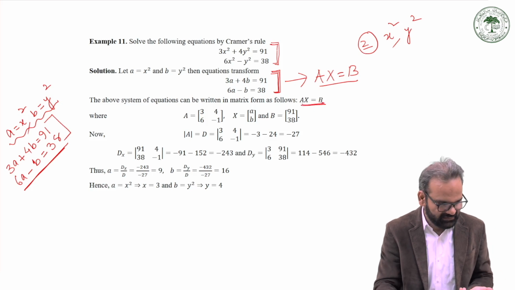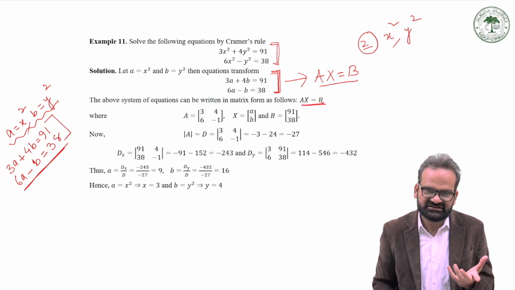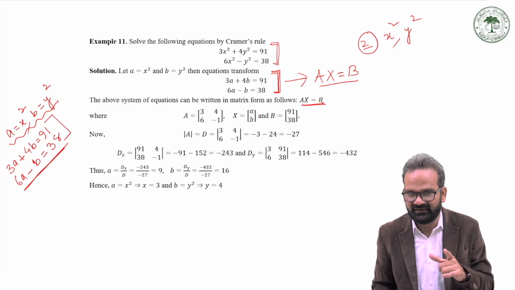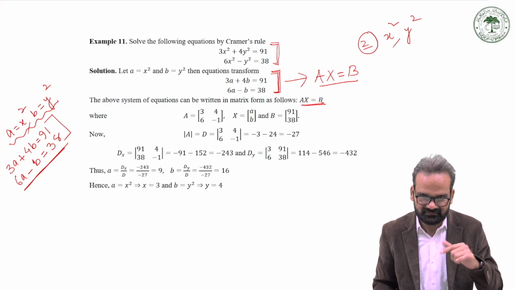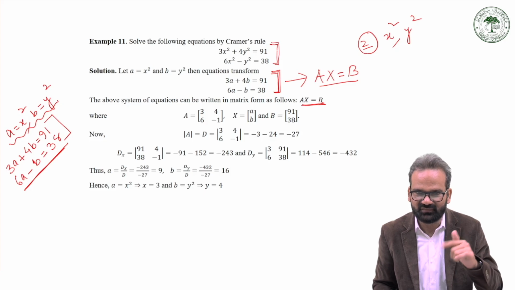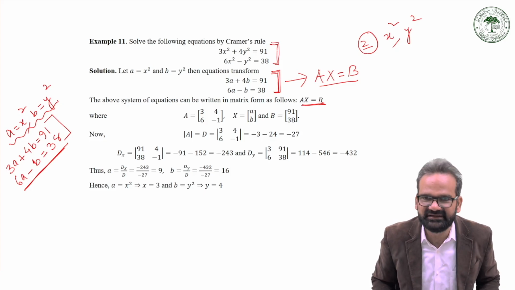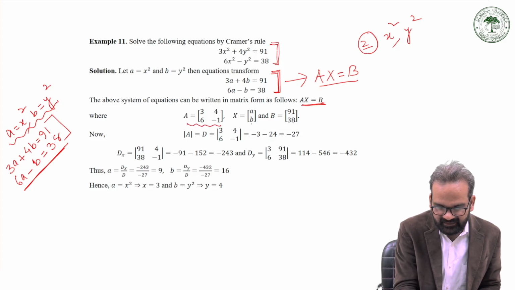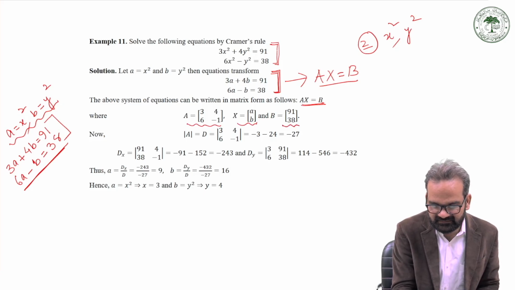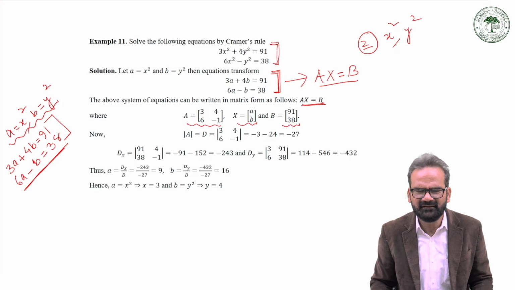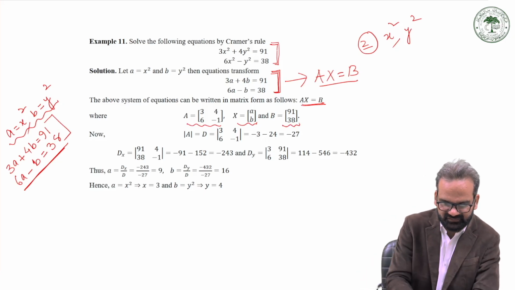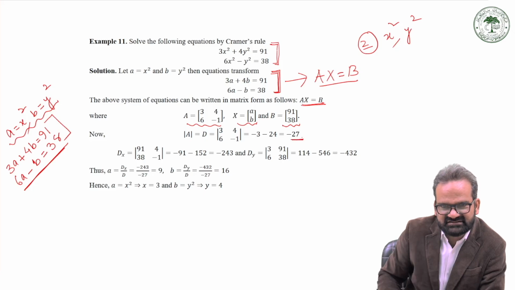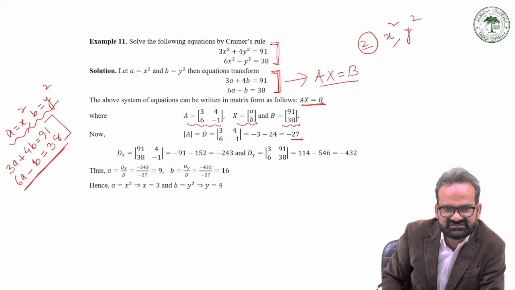As usual, A is the matrix of the coefficients of the variables a and b. Be careful, here a and b are the variables. X is the matrix of the variables involved, and B is the quantities at the right hand side. So this is our A, this is X, and this is B. Now proceed, find the determinant of the matrix A. So the determinant of A is coming out to be −27. It is not equal to 0.